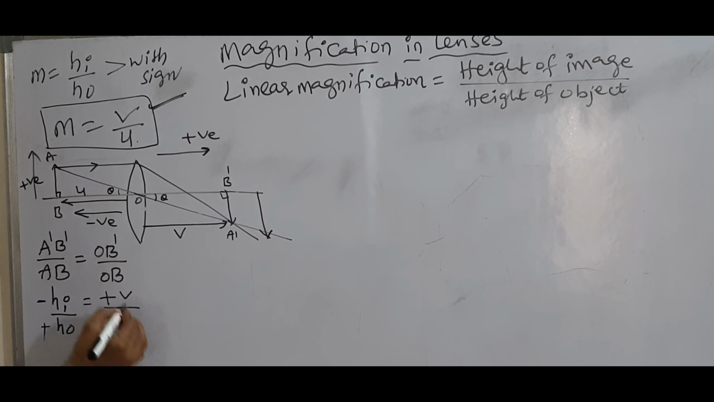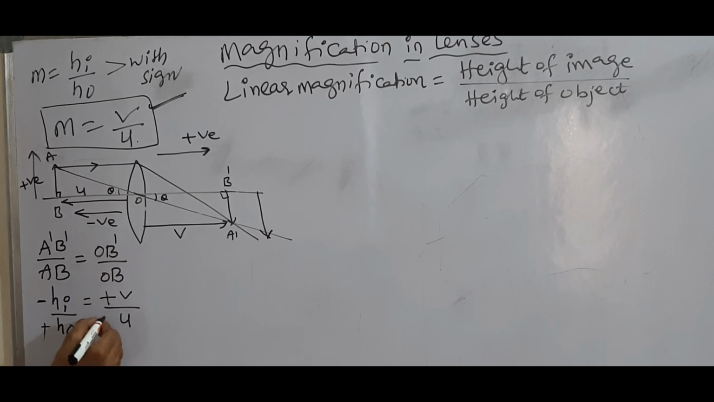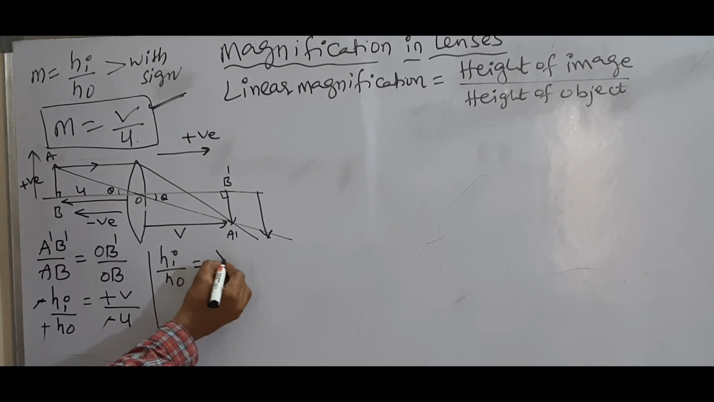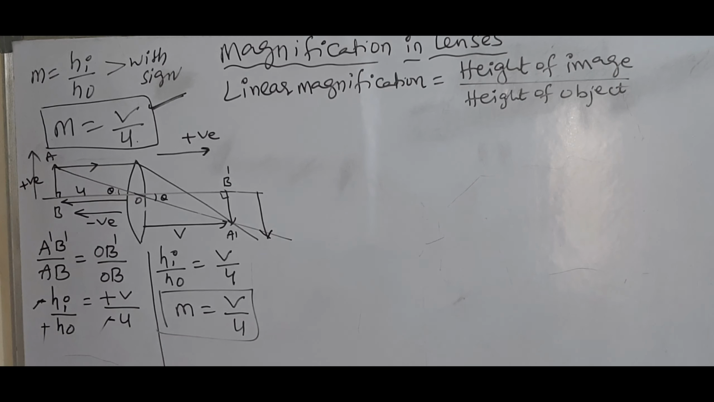Object distance is divided by U, and OB is opposite to the incident rays, so this is negative. This is negative, so the minus gets cancelled. So height of image by height of object is equal to V by U. Height of image by height of object is nothing but magnification. Magnification is equal to V by U.